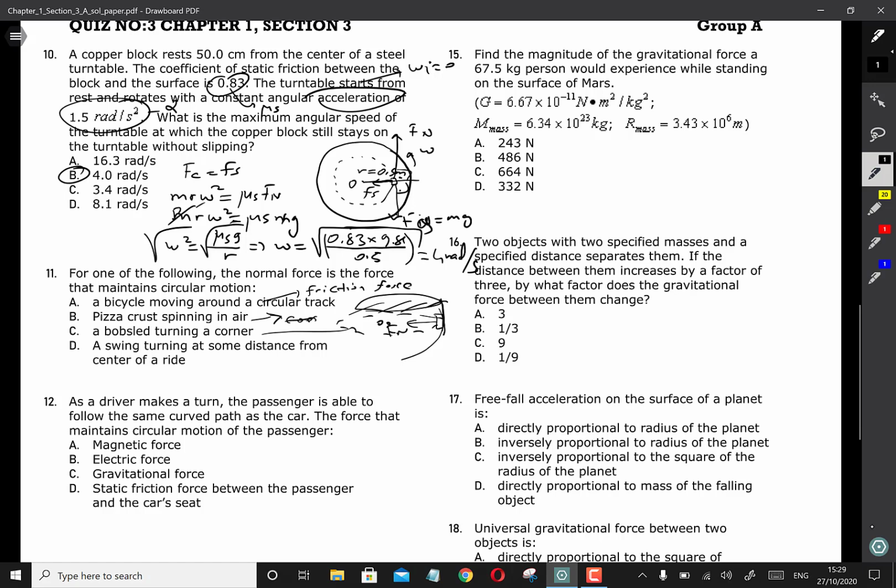Swing turning at a constant speed at some distance from the center of the ride. This is tension in the chain or tension in the cord. Tension force. So this is the correct answer, C.